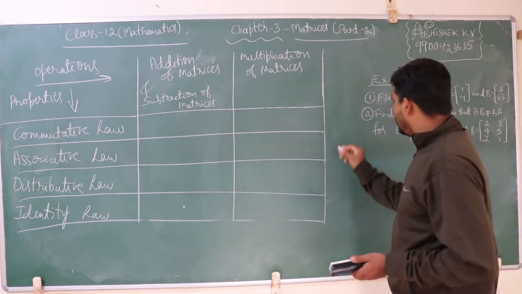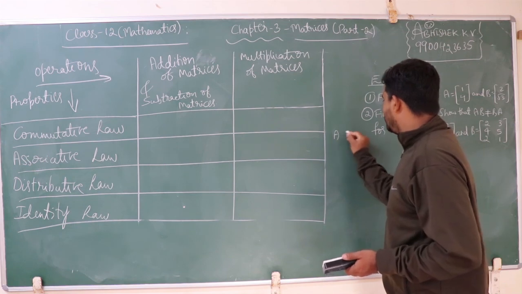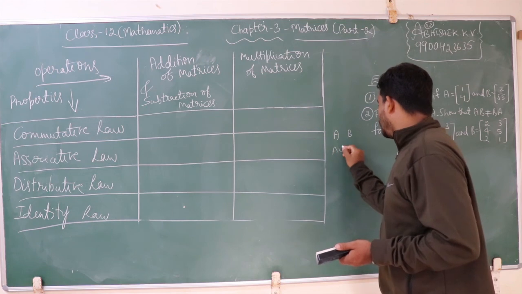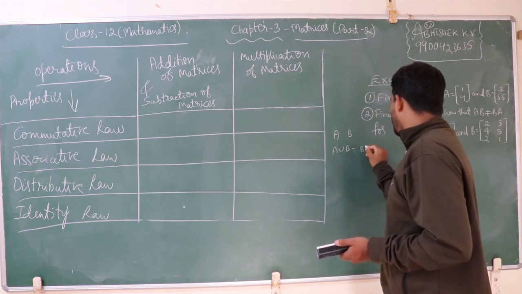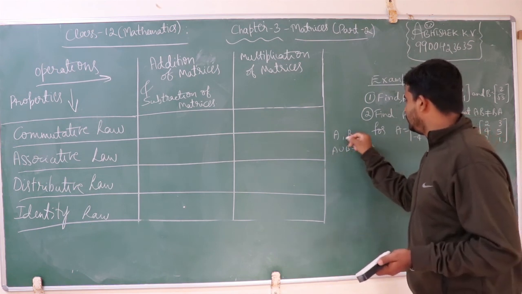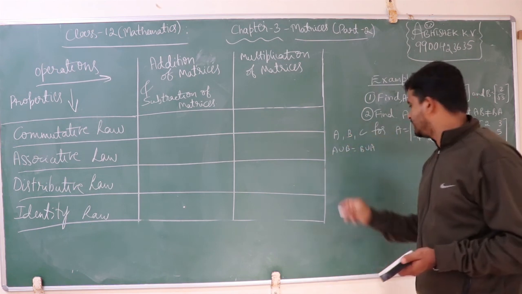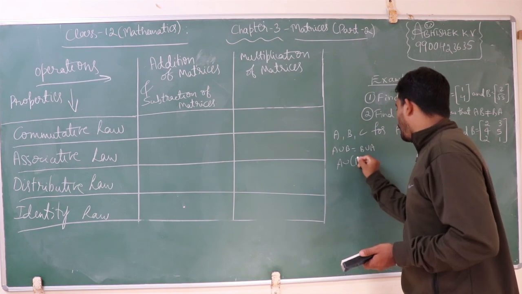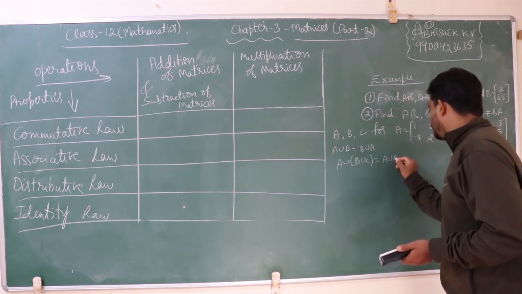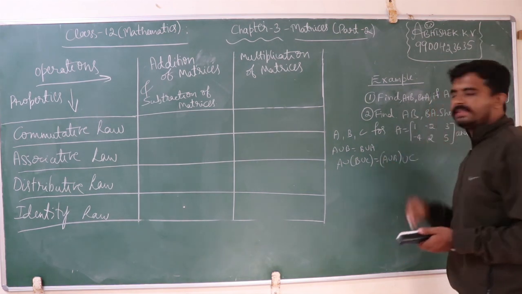Commutative law for union. If I consider two sets, say A and B, what is the commutative law? A union B is equal to B union A. What about the associative law? For any three sets A, B, C, A union of B union C is equal to A union B, union C.